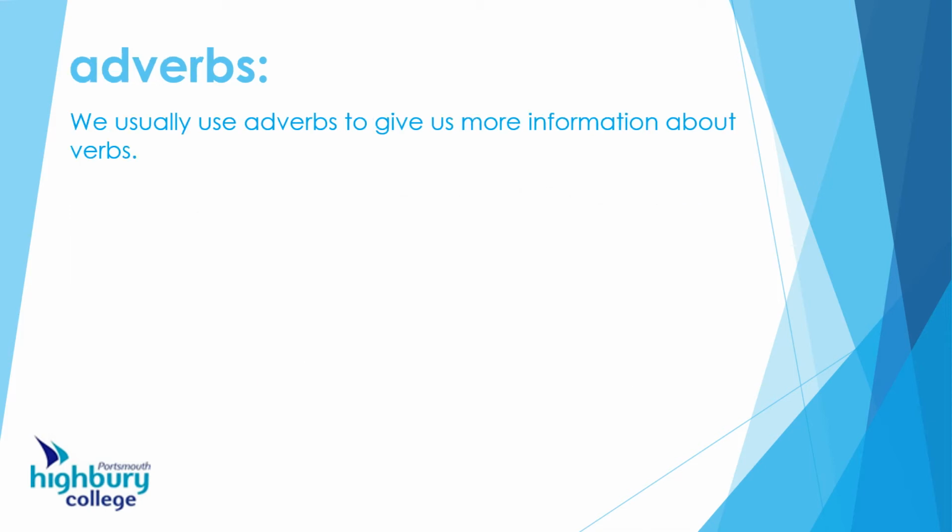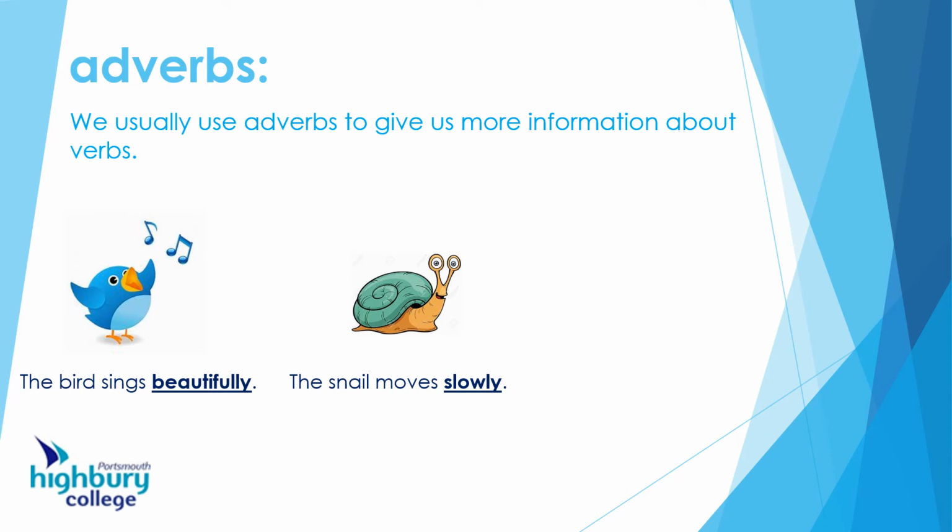Let's have a look at adverbs. Earlier on, we looked at adjectives. Adjectives, remember, give us information about nouns. Well, we usually use adverbs to give us more information about verbs. So in the picture, there's the bird. If you want to say how the bird sings, we say the bird sings beautifully. Or the snail moves slowly. Or I never eat apples. So these adverbs are giving more information about the verbs.